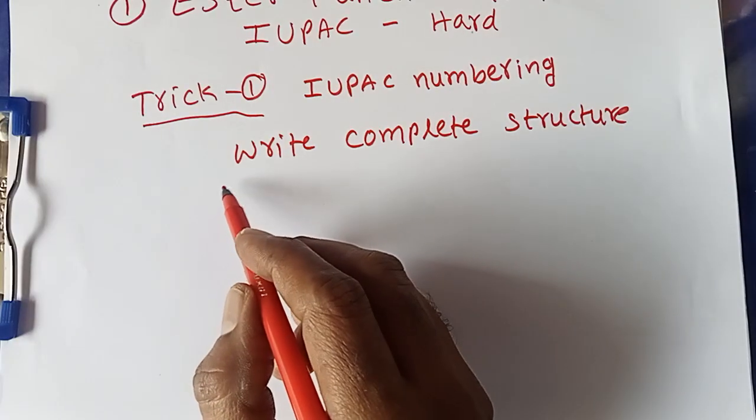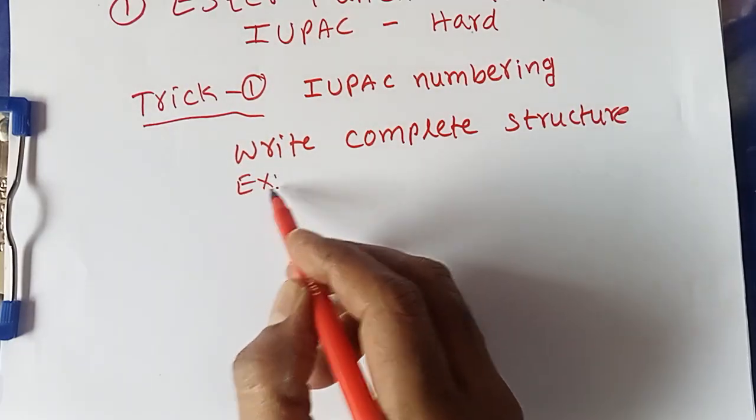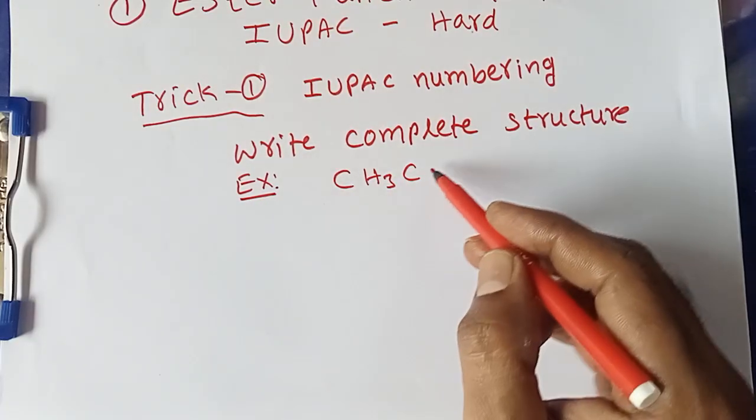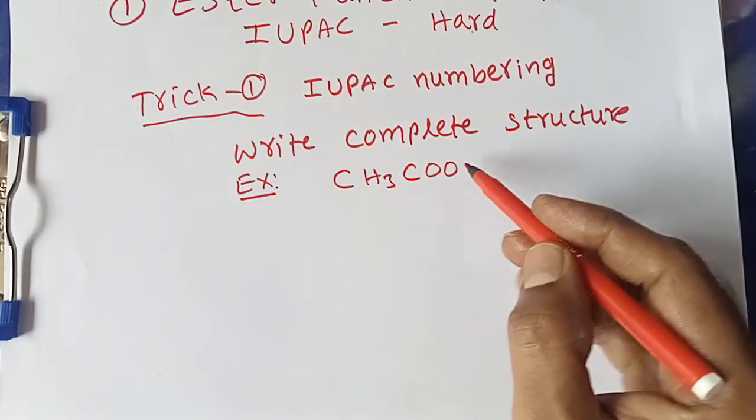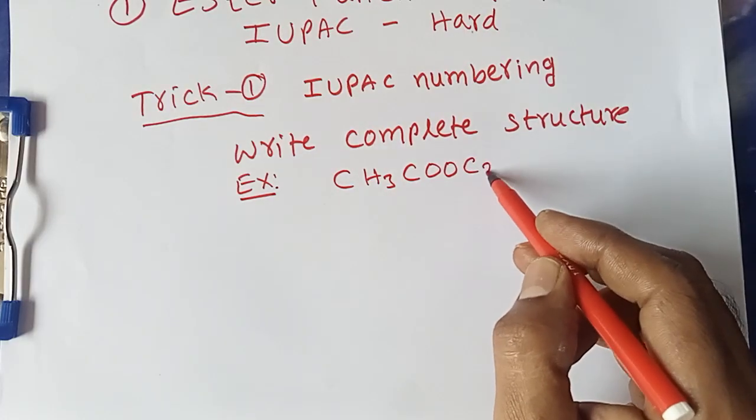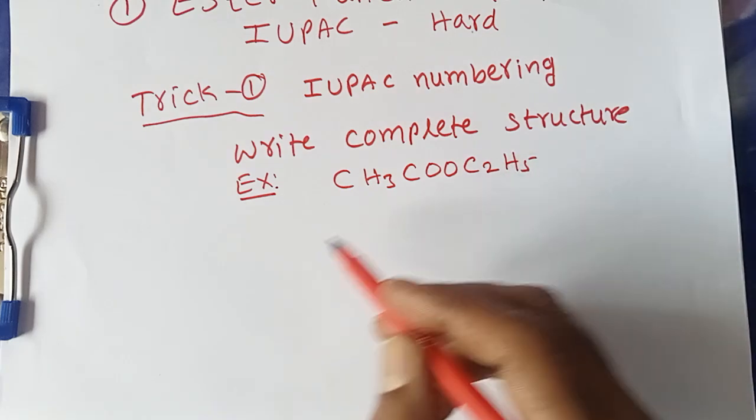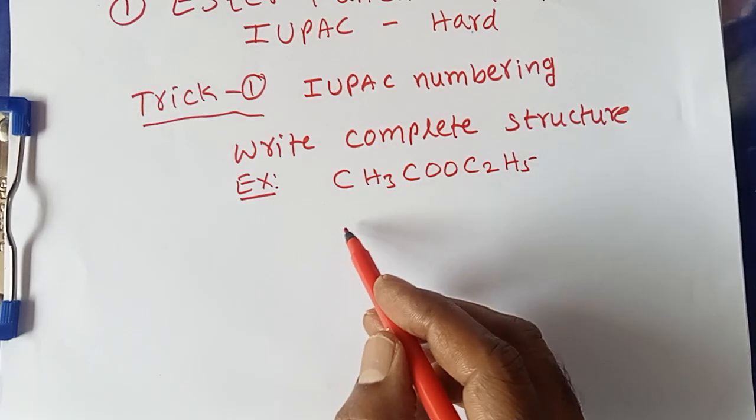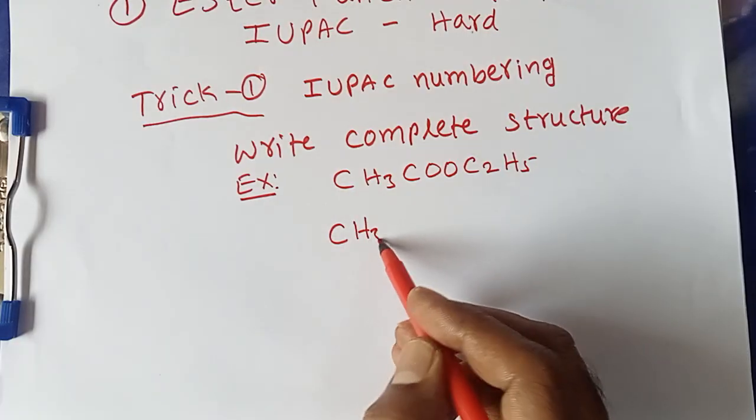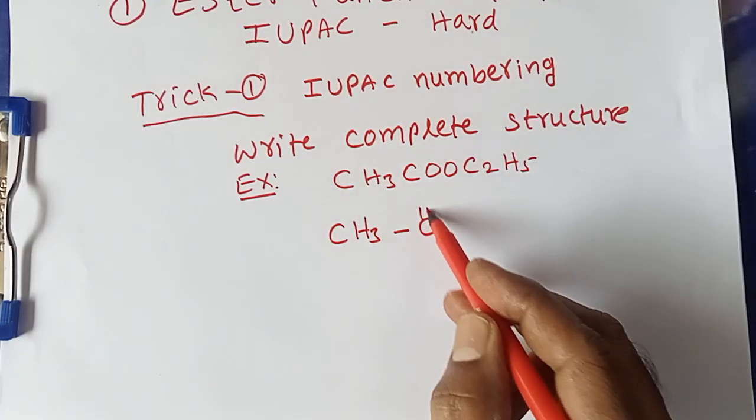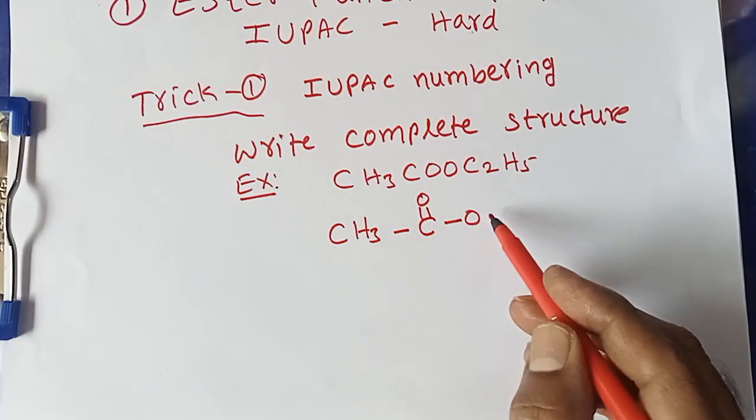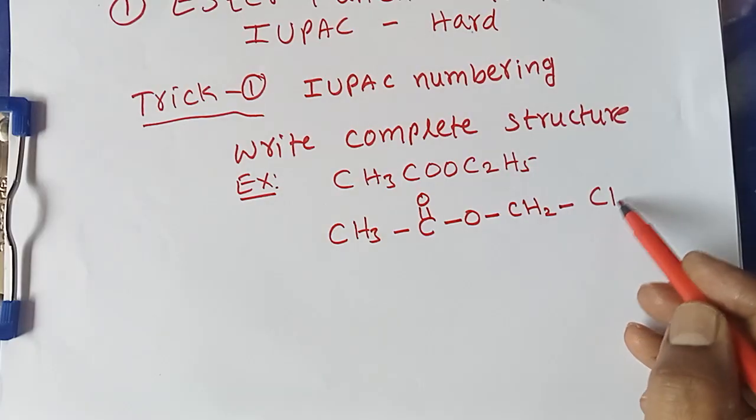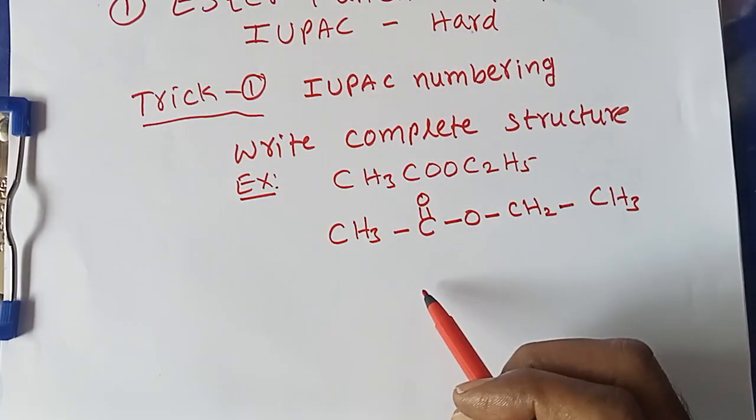For example, CH3COOC2H5 is an ester. This is not the complete structure. The complete structure is CH3, C double bond O, then O, and C2H5 means CH2CH3. This is the complete structure.